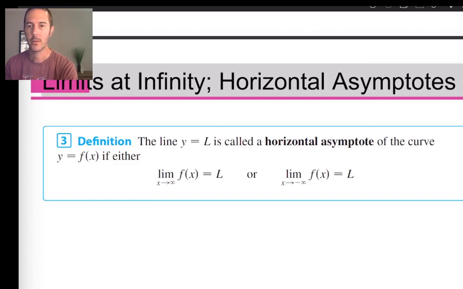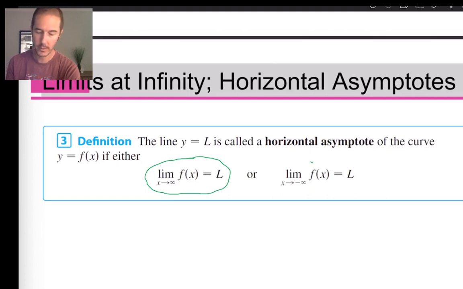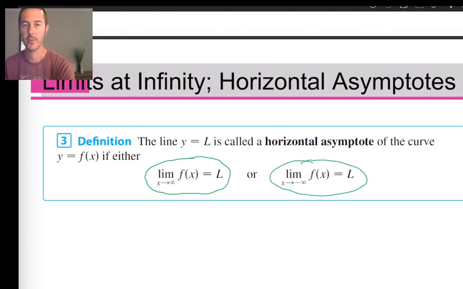A line y equals L can be considered a horizontal asymptote if the function satisfies either one of these two statements. As our x values become really large in the positive direction, if our y values continue to approach some specific y value, then y equals L is considered the horizontal asymptote. Or if we're going in the negative direction, we can say that y equals L is the horizontal asymptote.